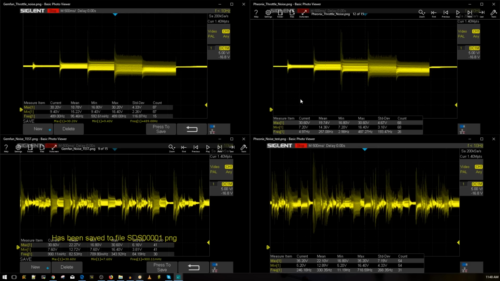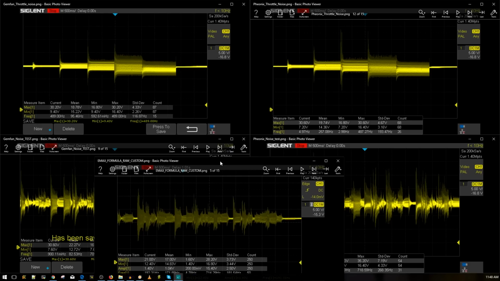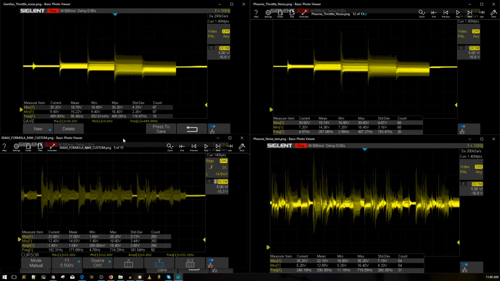The Phoenix should be operating next to the Emax Formula because they're in the same price category with the same kind of features. So let's see if we can grab the testing results from the Emax Formula here. Here's the Emax Formula custom noise. There we go. And the Emax Formula throttle noise, which is this one here.